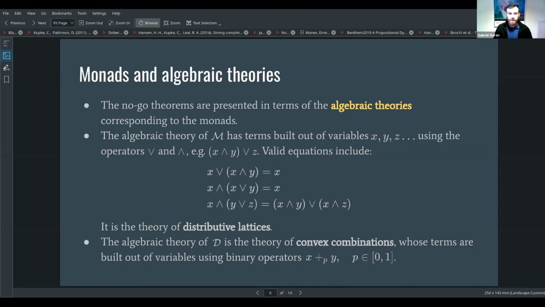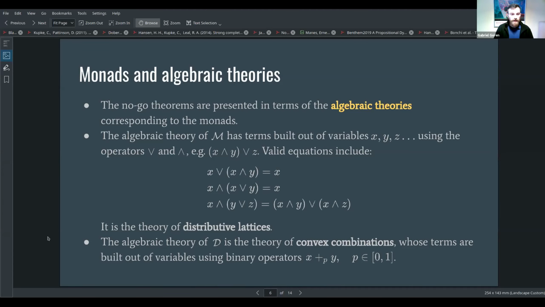So for instance, the algebraic theory of this M functor has terms built out of variables using the two operators join and meet. So for instance, we have terms that look like this, and then valid equations include these ones. So we have both terms and some equations that must hold between them, and that's an algebraic theory. And this turns out to be the theory of distributive lattices.